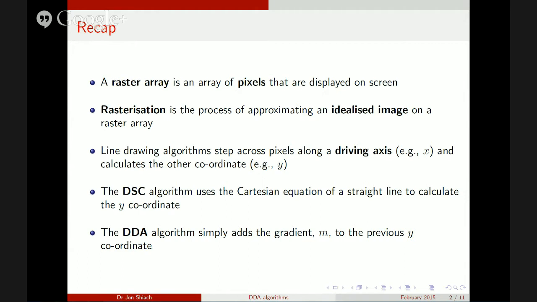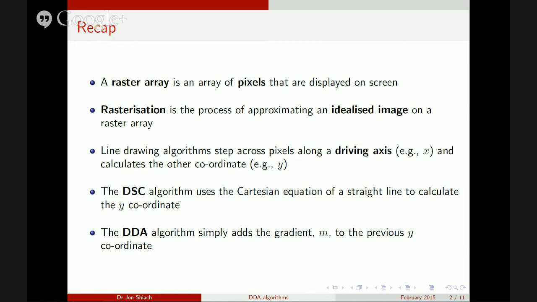So the raster array is the pixels displayed on screen. Rasterization is the process of approximating the idealized image. That's what we want to show, that's like the perfect image. We can never have that because pixels are only ever an approximation.